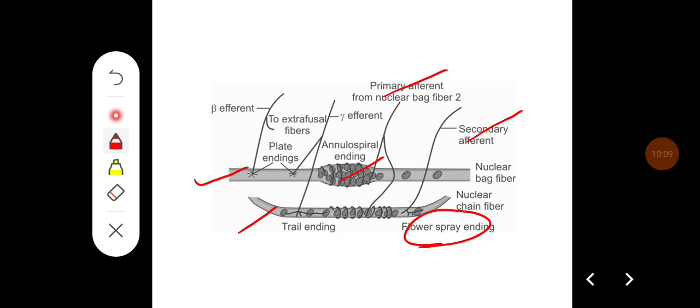And if you see the gamma innervation, that is the efferents to the muscle spindle, the gamma 1 is going to innervate both the nuclear chain fibers and bag fibers as plate endings and trail endings, whereas gamma 2 fibers innervate mainly the nuclear chain fibers as trail endings, whereas beta efferents innervate both the intrafusal as well as extrafusal fibers.